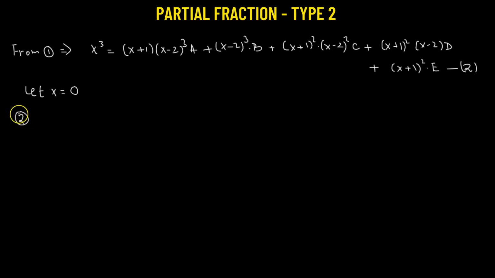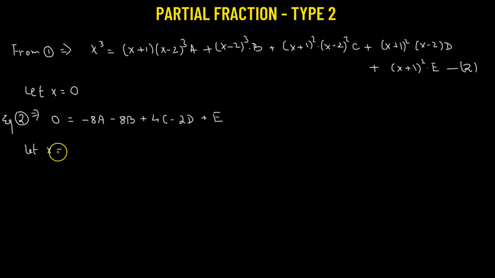Equation 2 will then give us 0 cubed, which is 0. So we can plug in the value of x with 0 and we should get negative 8a minus 8b plus 4c minus 2d plus e. Then we're going to consider another value.